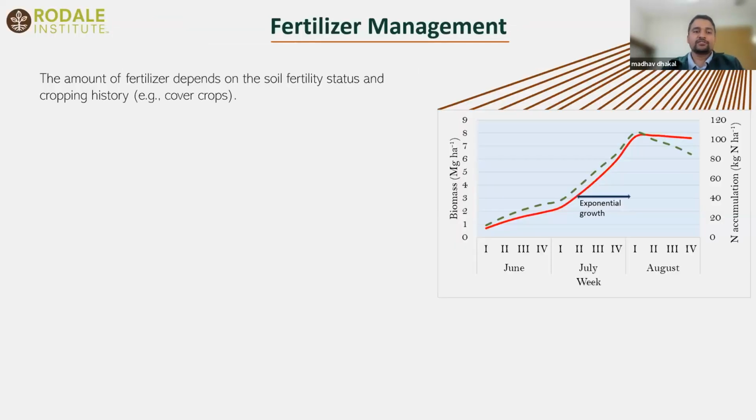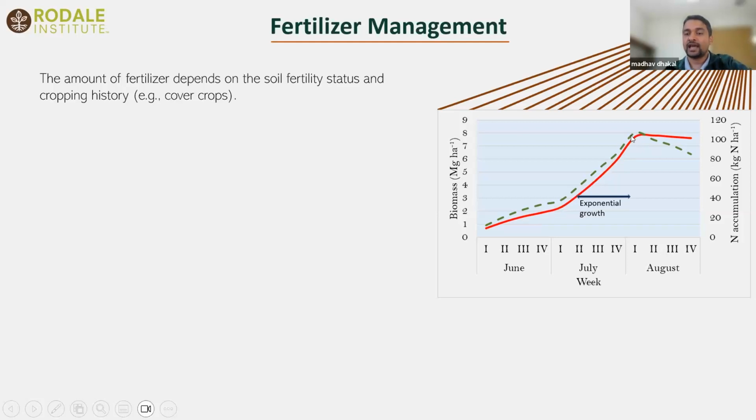Let's talk about fertilizer management. The amount of fertilizer depends on the soil fertility status as well as your cropping history, whether you are growing a cover crop in the system or not. If hemp is following the cover crop, after the cover crop termination, maybe your nitrogen requirement would be low. But you need to keep in mind that if you plant your hemp in early June, the exponential growth of the hemp will occur after the second week of July until the first week of August.